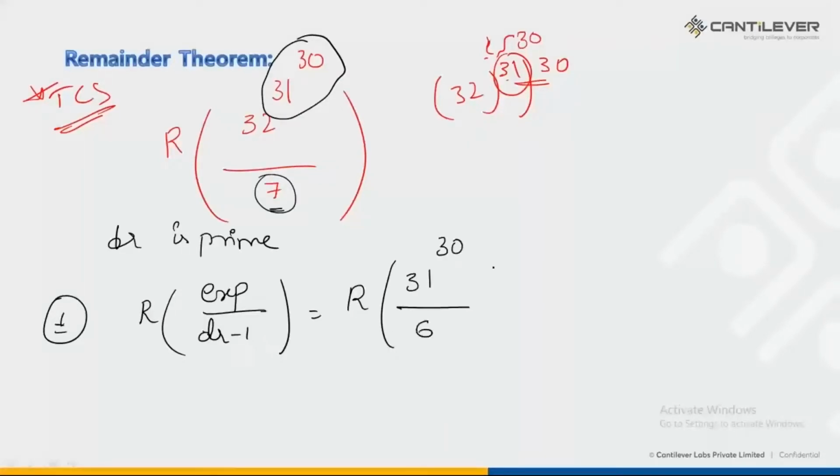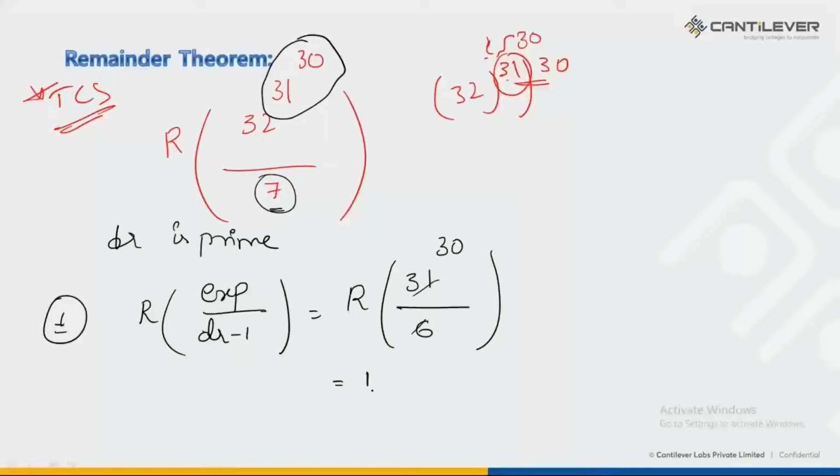Seven minus 1 is 6. Yes, what is the remainder now? What is the remainder of this expression? Good, Manish. What is the remainder of this expression now? 31 power 30 by 6. Very good. Because this will go for 1 times 1 to the power of 30 will be 1. 1 by 6 is 1, right?